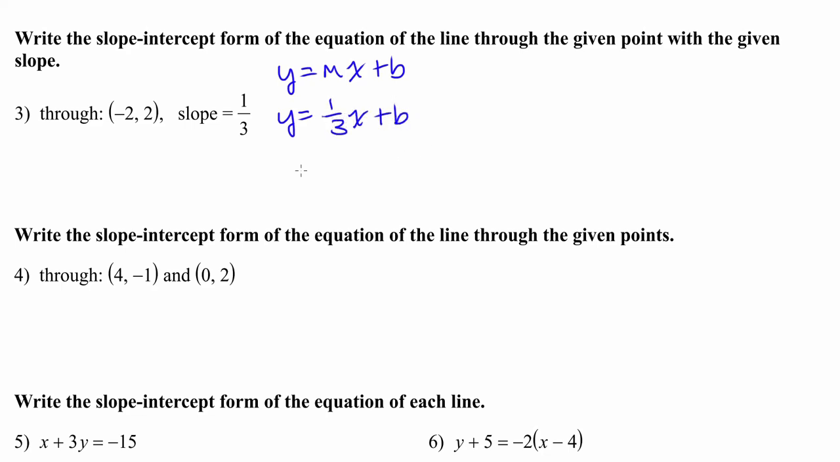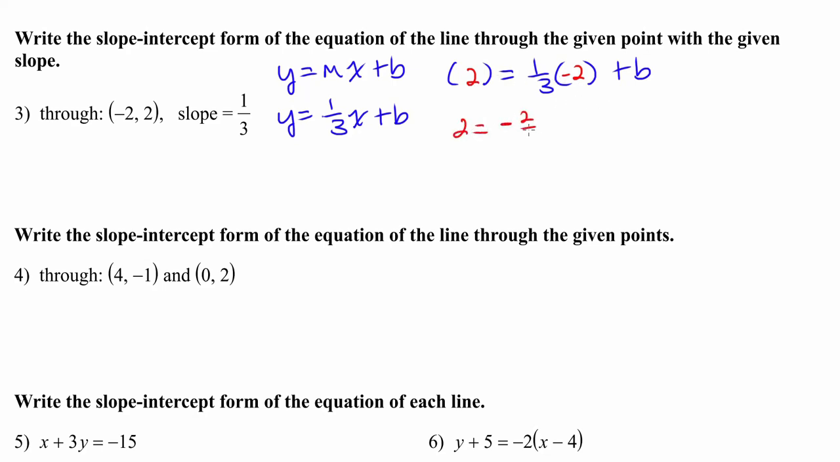plus b. And what we need is b, our y-intercept. So what we're going to do is substitute the x and y value from this point into this equation and solve for b. So let's do this here. Remember, always a good idea when substituting to use parentheses. So our x value is negative 2. That goes here. And our y value is positive 2. That goes here. So now we get 2 equals 1/3 times negative 2.